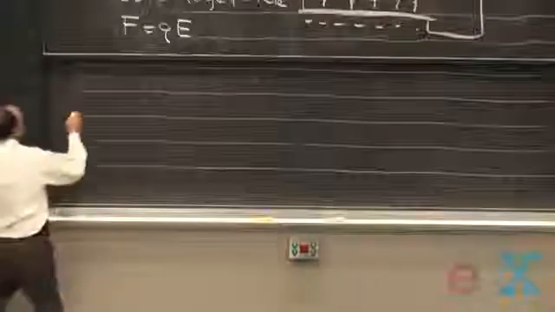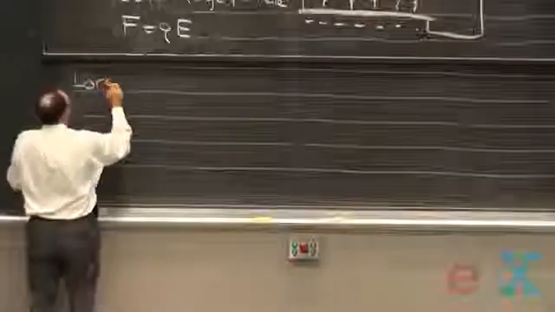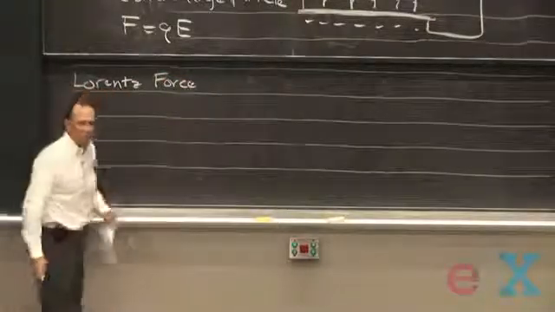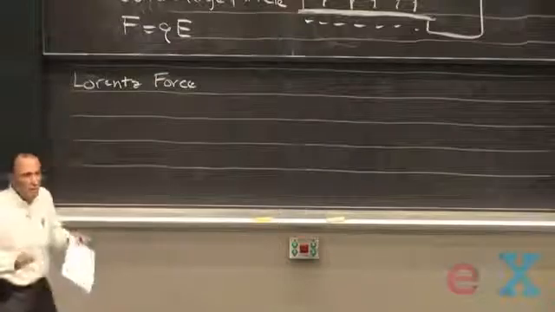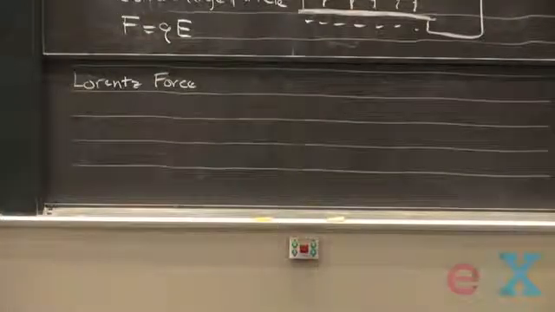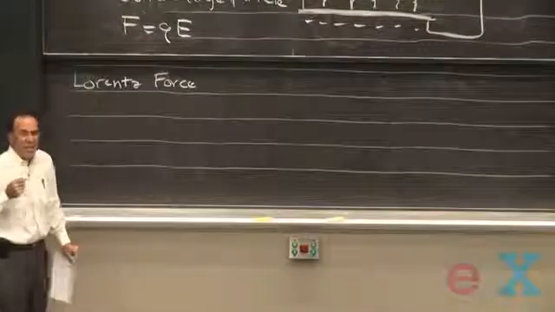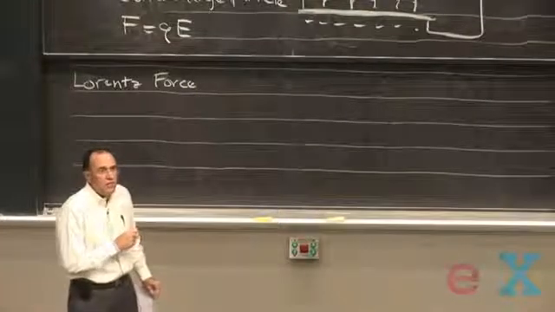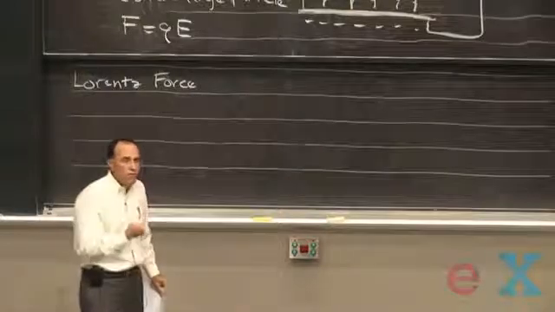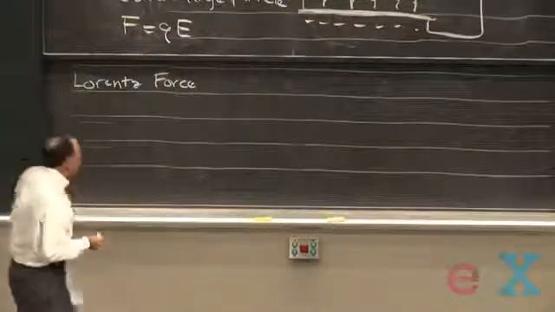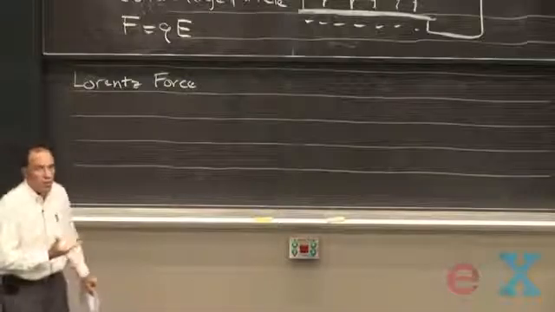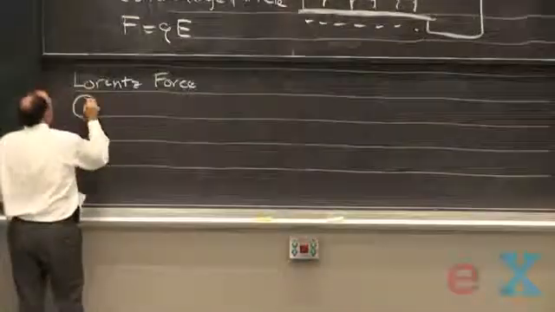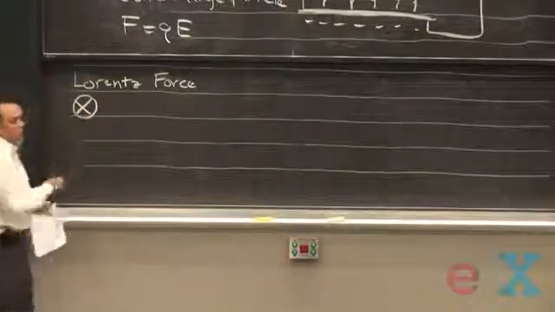So the last one is what's called the Lorentz force. And this is a bit more complicated, but we'll only use it in very simple situations. And this is how a moving charged particle interacts with a magnetic field. So a magnet will affect the motion of a charged particle. And so we have to define on the board here where the magnetic field is. I've chosen the magnetic field to be pointed into the board.